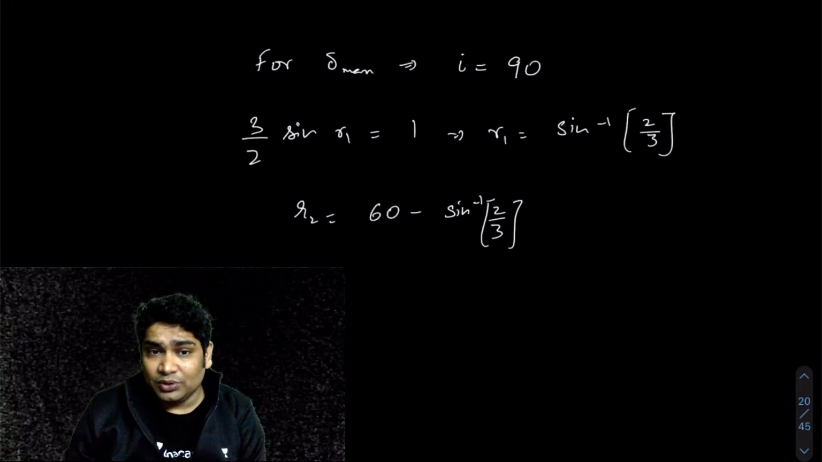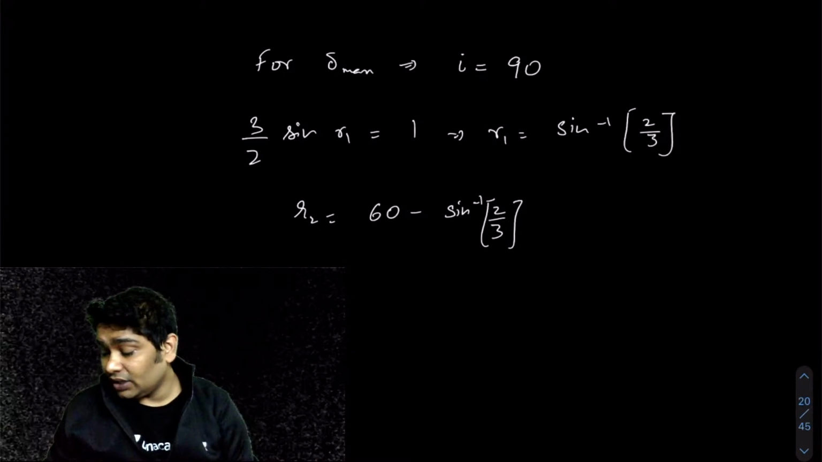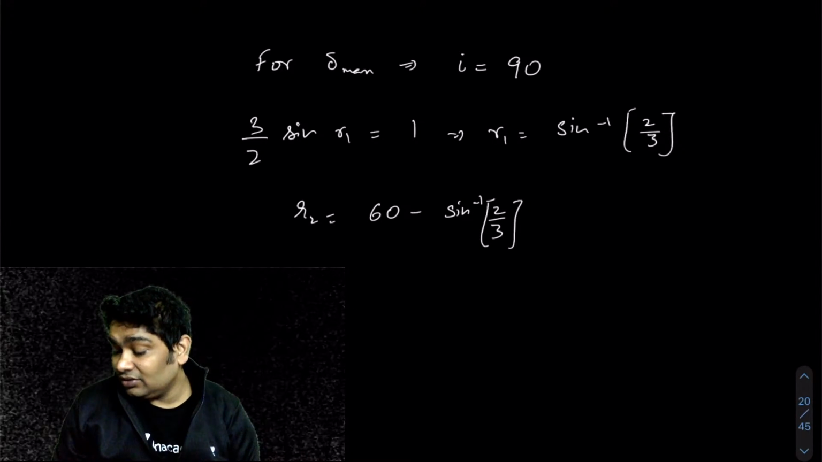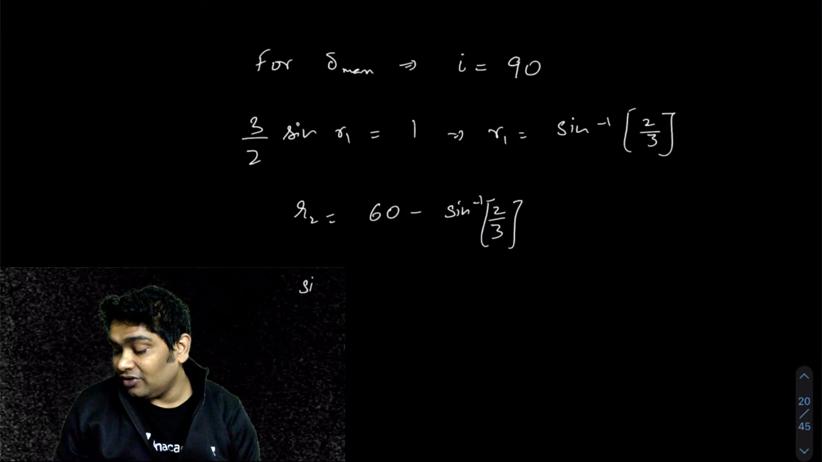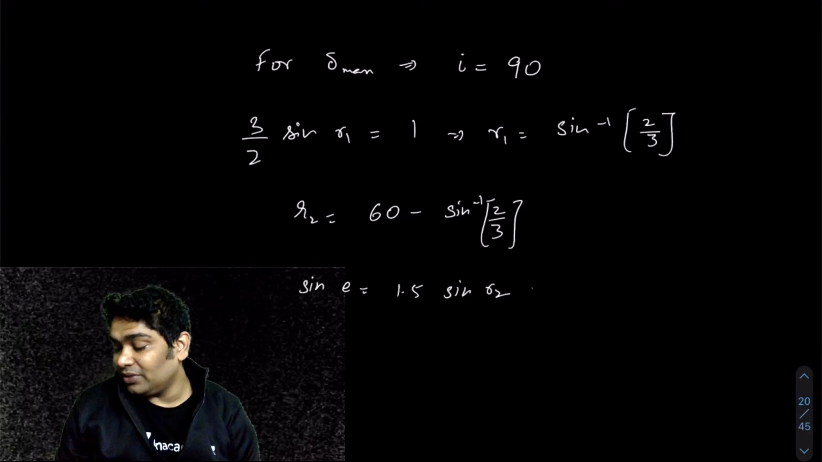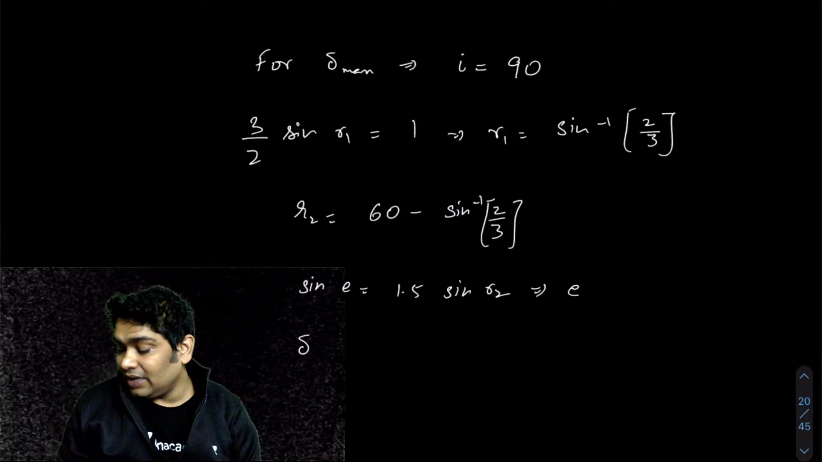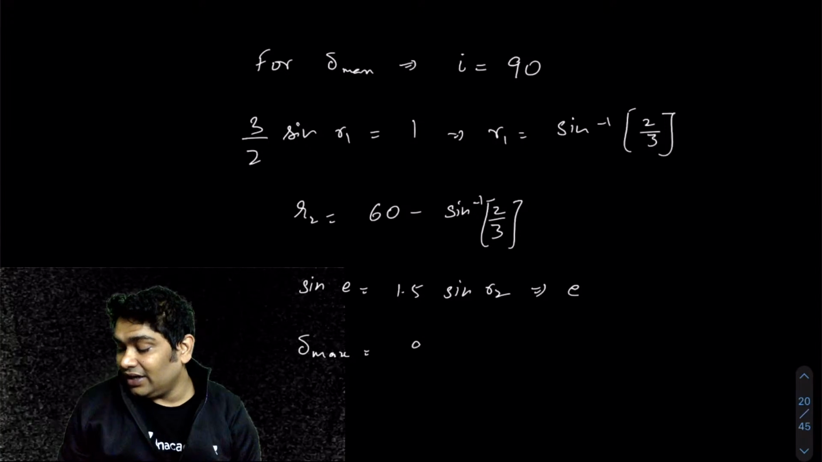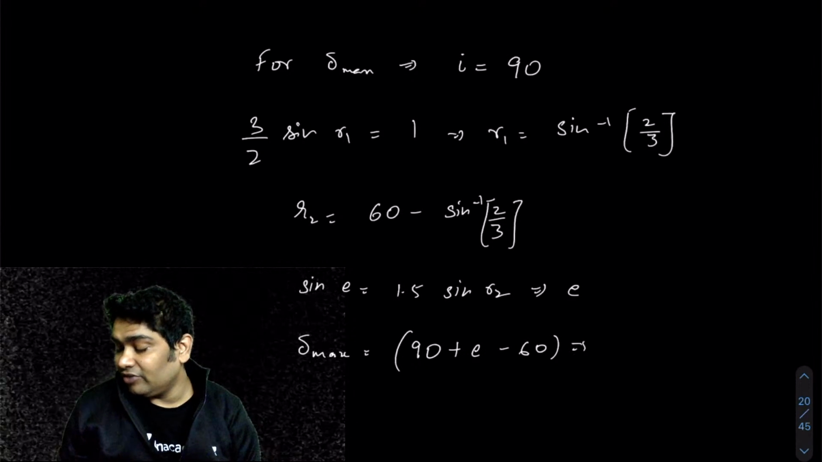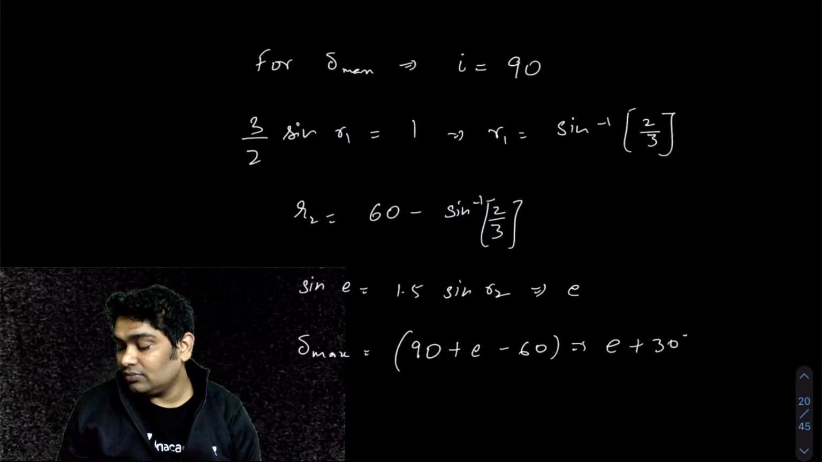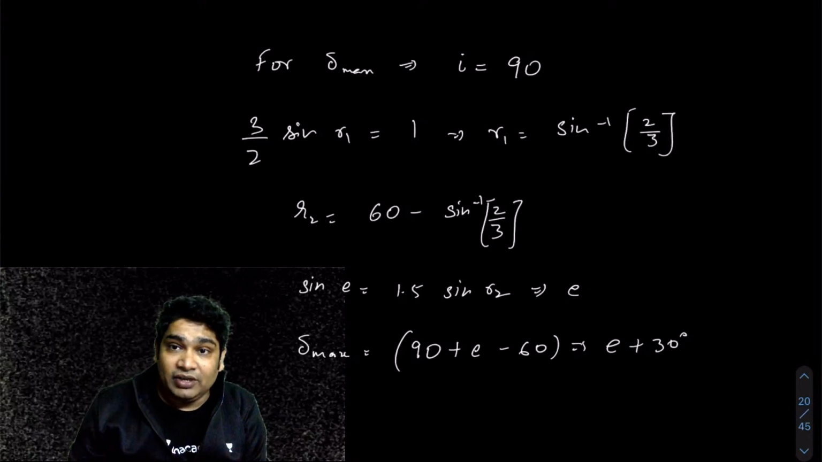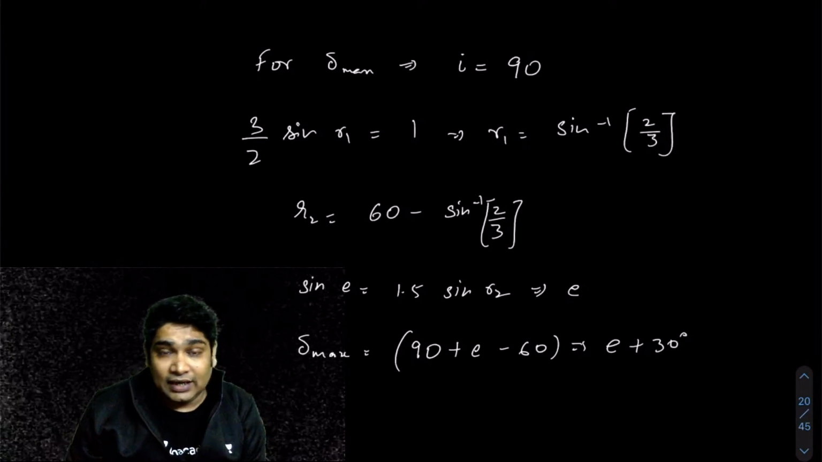Once you have R2, you can find E. So again, E would have been sine E equals 1.5 times sine of R2. So from here, I would have found E, and delta max would have been 90 plus E minus 60. E plus 30 would have been my answer. I would have found the value of E from the above equations, and my final answer would have been E plus 30. Okay, I hope that is clear to all.